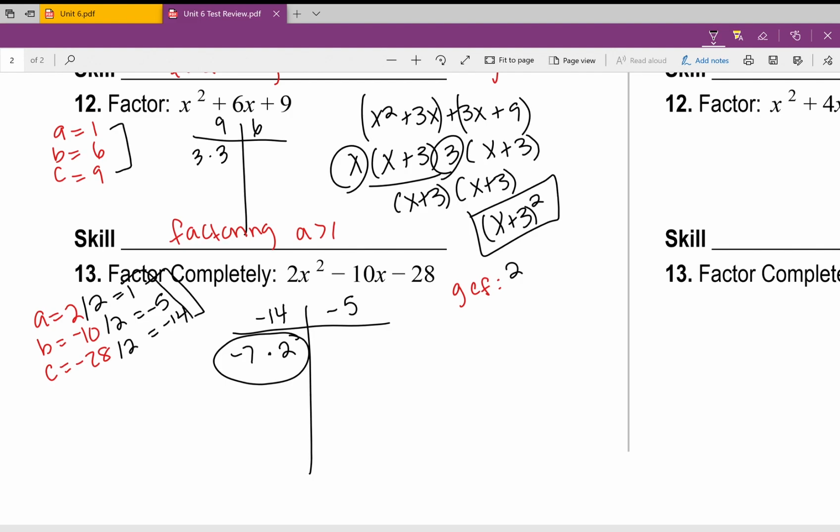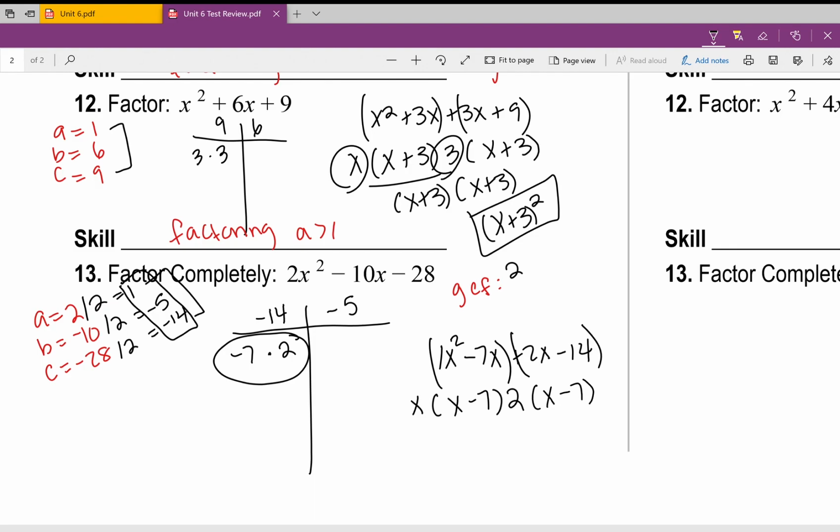Okay, so I rewrite this. Remember, using these terms, these are my new ones. So 1x minus 7x plus 2x minus 14. And I group them. So from here I can take out an x and I'm left with x minus 7. Then here I can take out a 2. And remember, my parentheses have to match, so x minus 7. So that means my answer is x plus 2 and x minus 7. Then since my GCF was 2, I'm going to put that 2 in the front. So that's my answer.